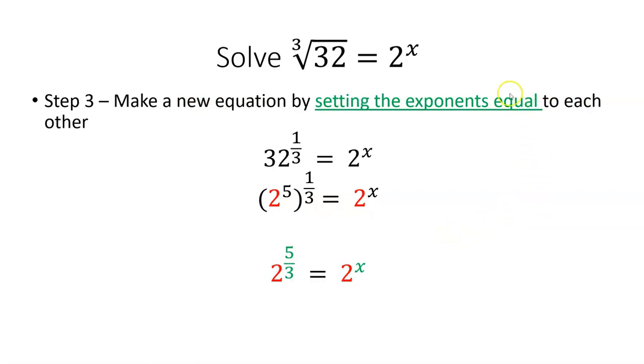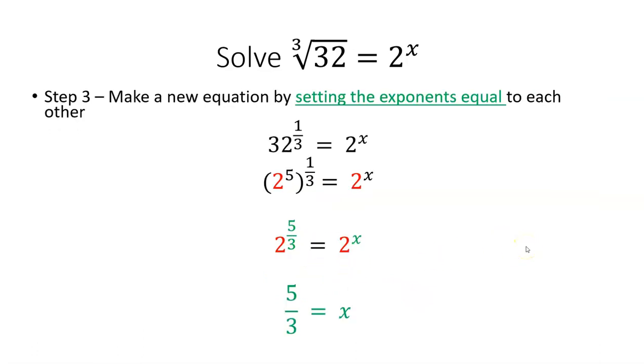Our next step is to make a new equation by setting these exponents equal to each other. If 2 to some power equals 2 to some other power, well, these powers or exponents have got to be the same. So we're going to dump these 2's. We don't really need them. We were just using them. So now we can set the exponents equal to each other.